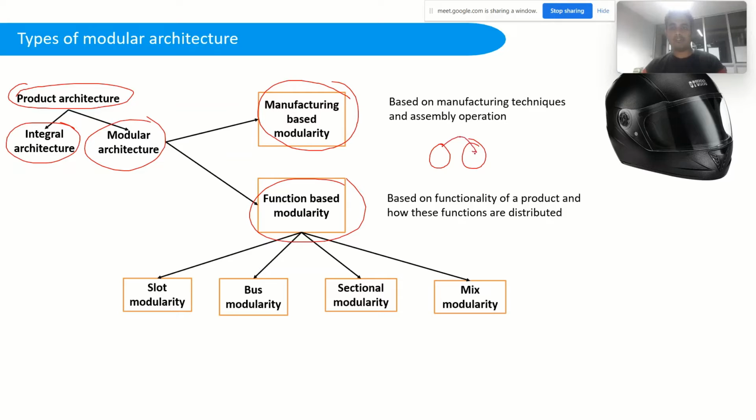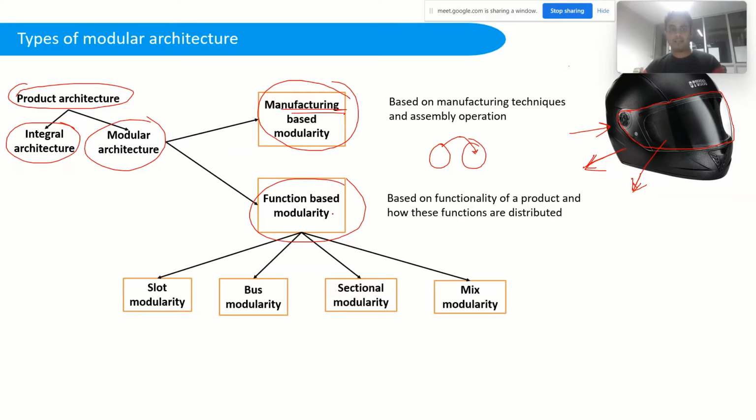Understood? Correct. For example, if this is a helmet design, this particular portion is a transparent windshield. That means you need to use a different manufacturing process to come up with this transparency, and the rest of the helmet can be manufactured by some other process. So based on the manufacturing technique, we are breaking this product down into two part categories: one is this black part, one is the transparent portion. This is how we define product modules based on manufacturing practice.